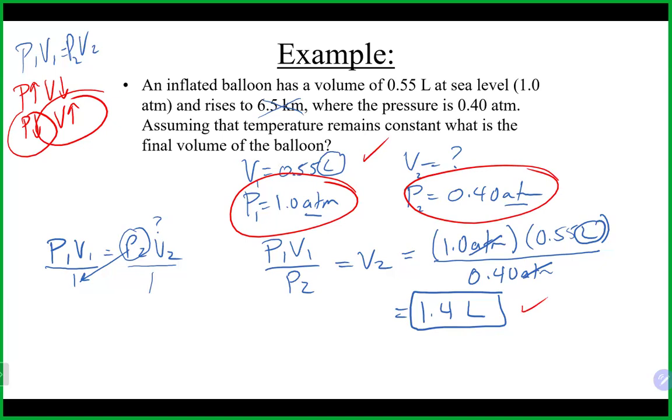That's a good thing to take a look at, because it's very common for people to reverse numbers and put the one on top that should go on the bottom, and so forth. If you ended up with a volume that's less than what you started with, you probably made some math mistake along the way. Any questions on that?